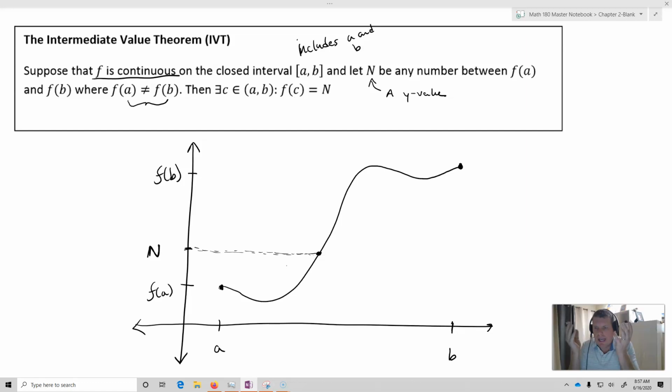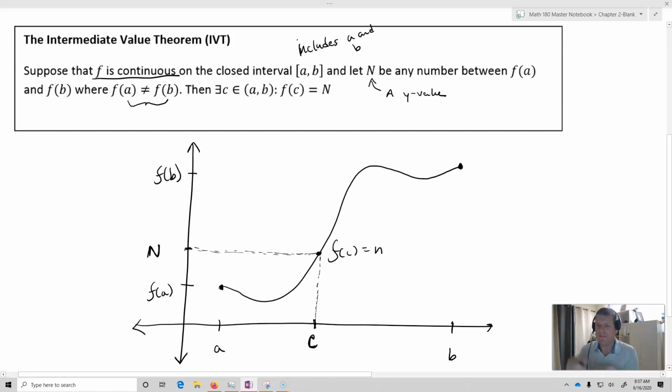The only way it couldn't hit n, because n is somewhere in those y values, is if we have a jump or some kind of discontinuity. But we don't, because it's continuous everywhere on that interval. So there's that n, and so what the theorem is saying is that here's c. So f of c equals n. That's all the theorem is saying.